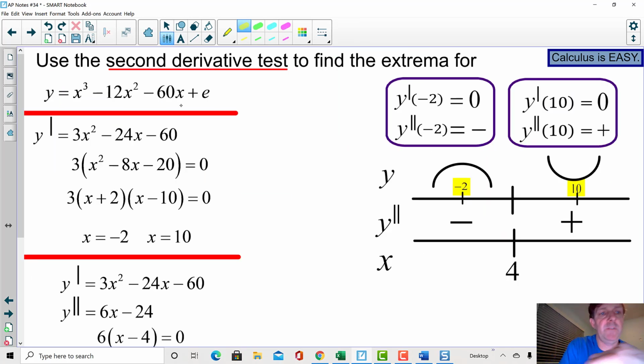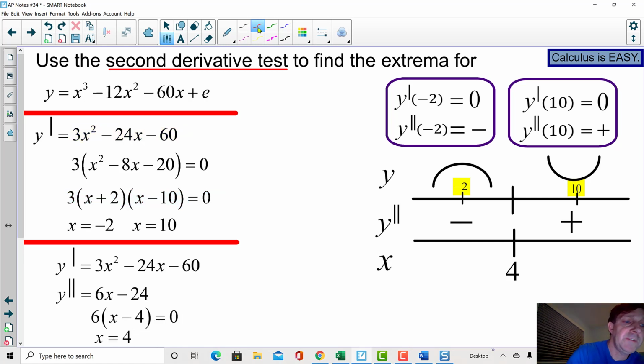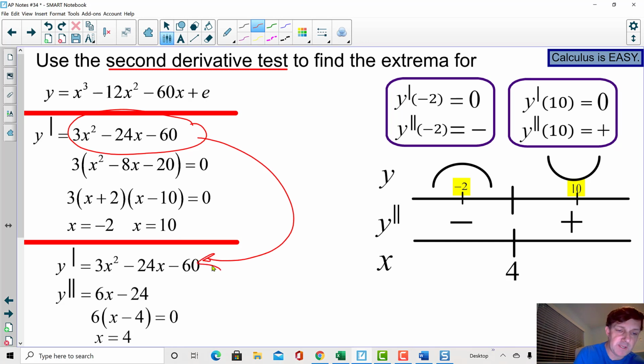Okay, for this example, they want us to use the second derivative test to find the extrema for this function. Now, extrema means max or min. We need to do the first derivative, and then we need to see where our first derivative is going to equal 0. So we factor it, set it equal to 0. You can see the answers are negative 2 and positive 10. Now we need to determine what is the second derivative at each of these x values. So we're going to take our equation for our first derivative right here, copy it down again, and we'll do one more derivative, that's the second derivative.